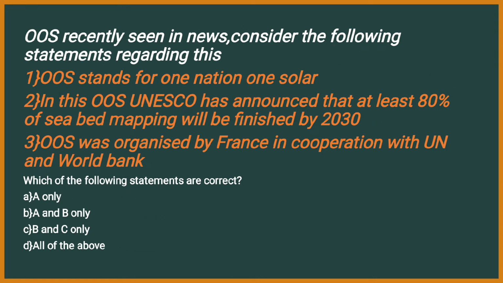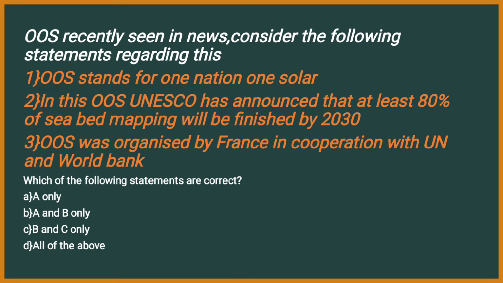Second question, double OS, recently seen in news. Consider the following statements regarding this. First, double OS stands for One Nation, One Solar. Second, in this double OS, UNESCO has announced that at least 80% of seabed mapping will be finished by 2030. Third, double OS was organized by France in cooperation with United Nations and World Bank. Which of the following statements are correct? A only, A and B only, B and C only, and all of the above. Even if you don't know the answer of this, you can find it from the statements itself.